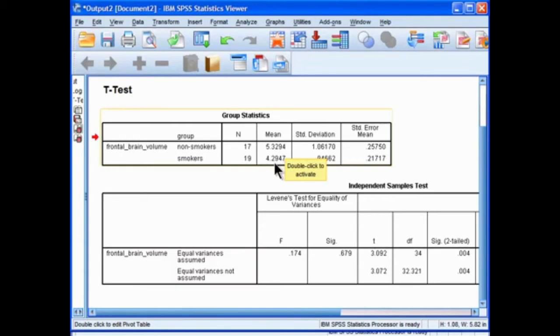And also we have our standard deviation for non-smokers and smokers. Non-smokers has 1.06170 and 0.946624 smokers. By looking at the means, you can obviously tell the difference equal to about 1, and the standard deviation is also equal to about 1.